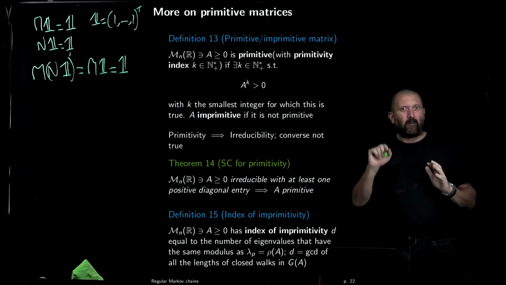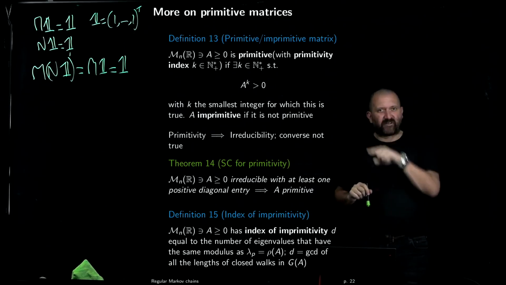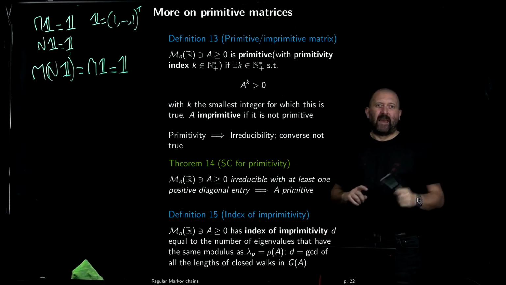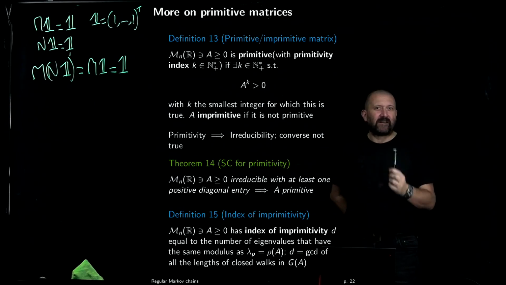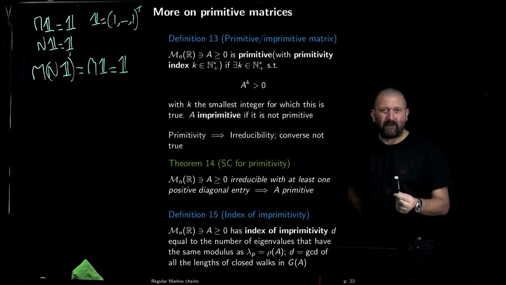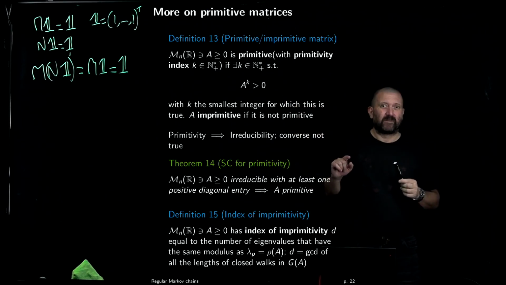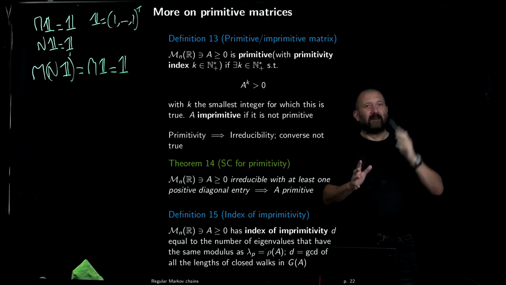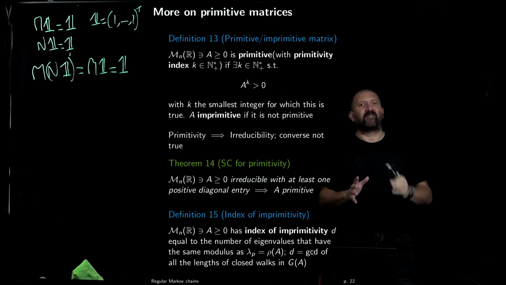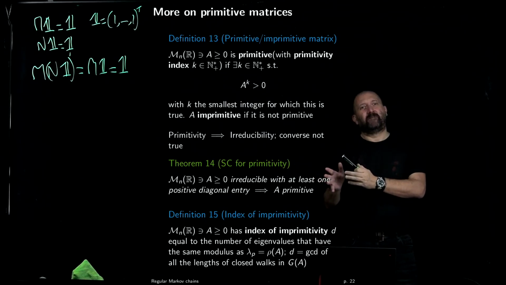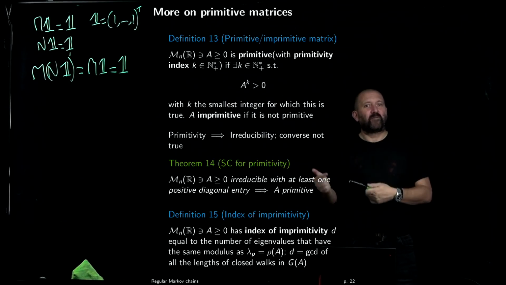And if we count how many eigenvalues are on the circle of radius rho of A, this is the D that we get. So D is the index of imprimitivity. If the index of imprimitivity is 1, then the matrix is actually primitive. If there's only one eigenvalue with the same modulus as rho of A, and that is rho of A, then the matrix is primitive. If there are more, the matrix is imprimitive. And that D is giving us this.